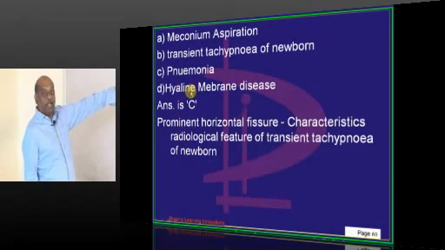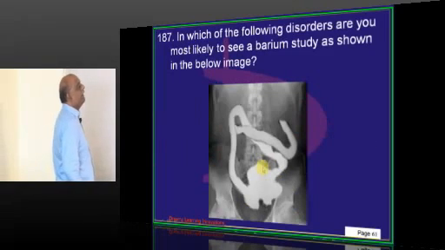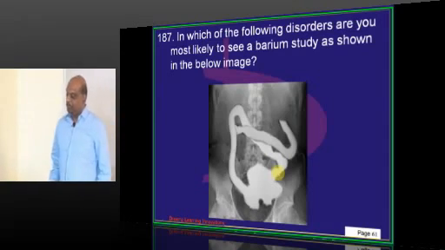Not pneumonia, sorry, the answer is given wrong here. It is not pneumonia, it is transient tachypnea of newborn, one correction in the key. Transient tachypnea of the newborn, prominent horizontal fissure is a very, very classical feature.